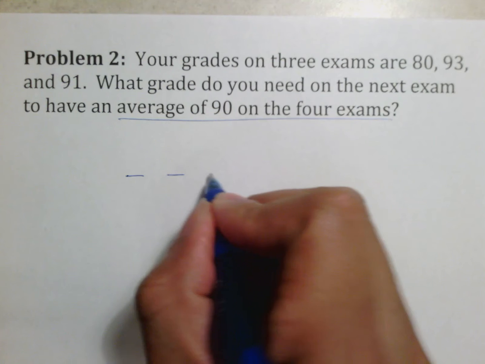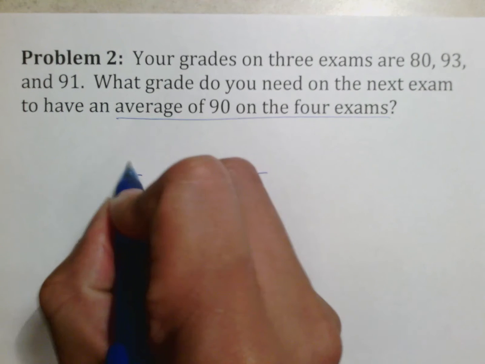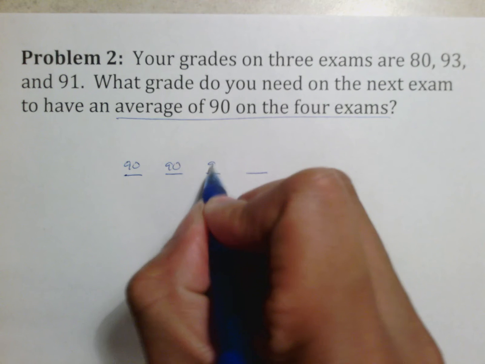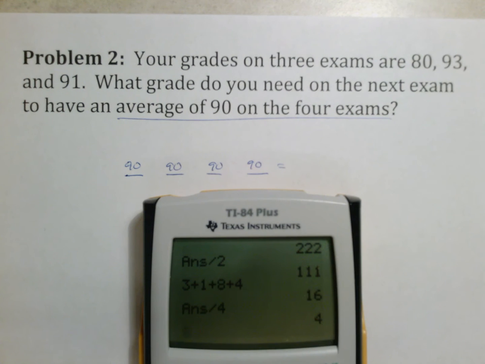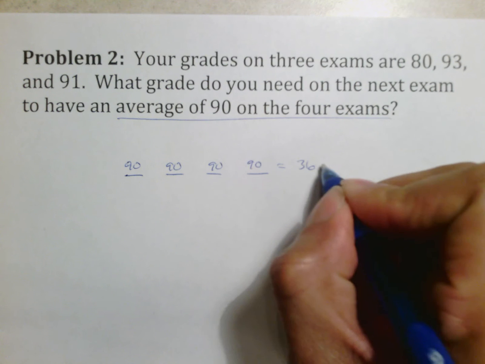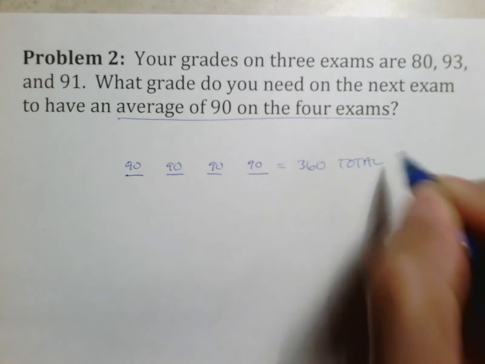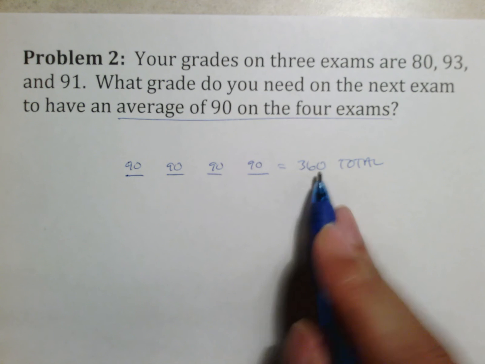That means that if I had to assign a value to 4 exams, the number I would assign is 90, because they want my average to be 90. Well, the easiest way to do this is to add up 90 4 times to see how many points I should score, which is 360 total. And what's nice about doing it this way is that I know I need 360 total points.